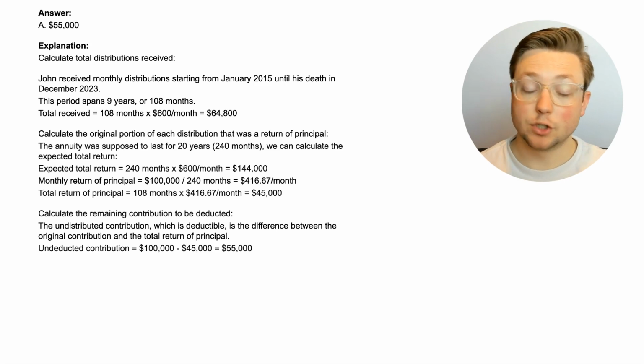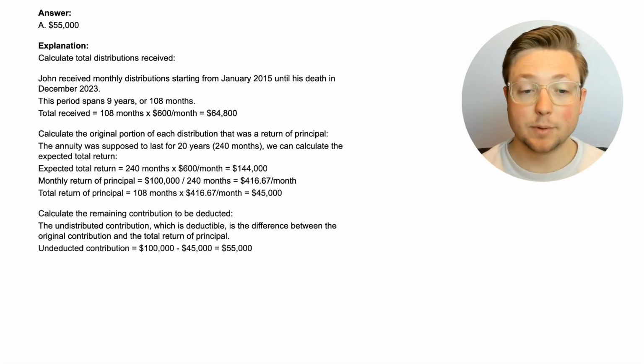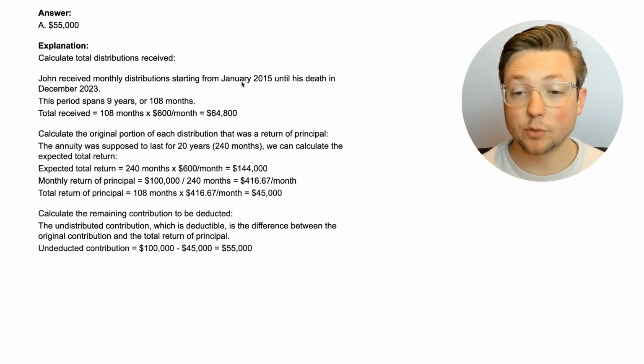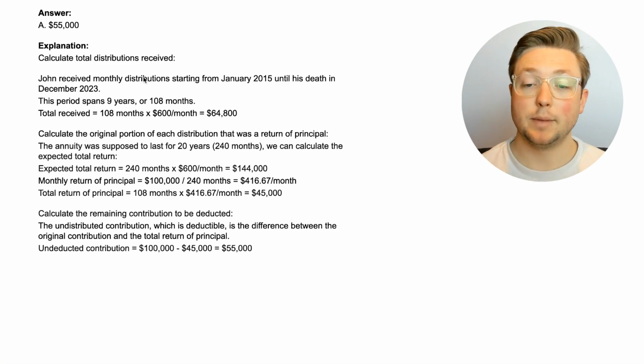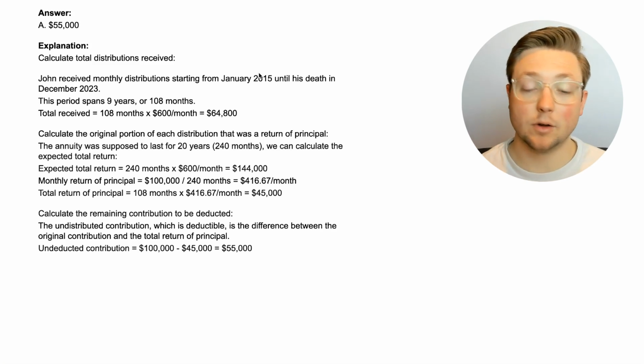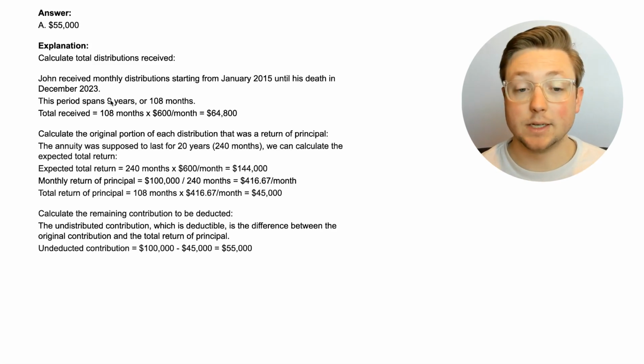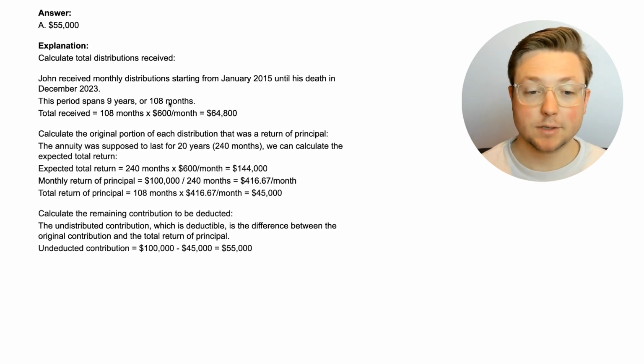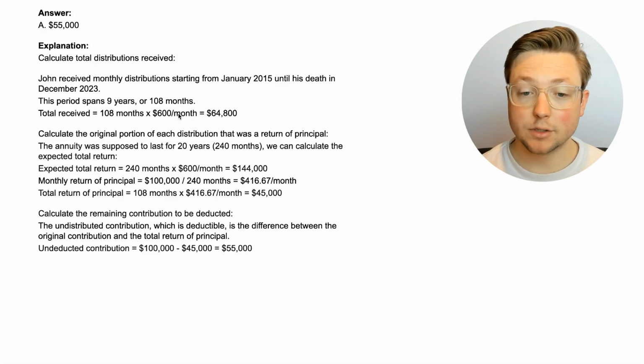First, we have to calculate the total distributions received. He's been receiving monthly distributions from January of 2015 all the way until December of 2023 when he died. So that means all of 2015, 2016, 2017, 2018, the entire years, or basically 9 full years because we're including December at the end of 2023, that equals 108 months. And you can take a second and think about that if you need to, but it's 108 months. You multiply that by $600, so that's how much money he received over the course of the whole thing.